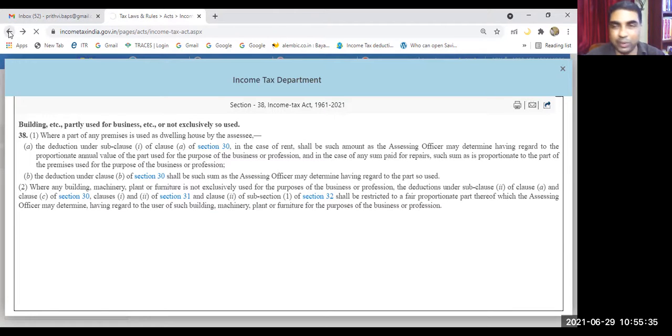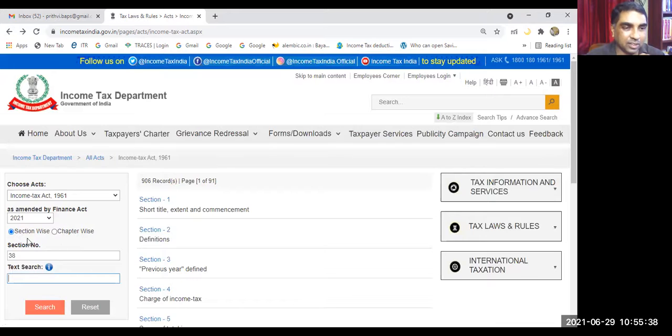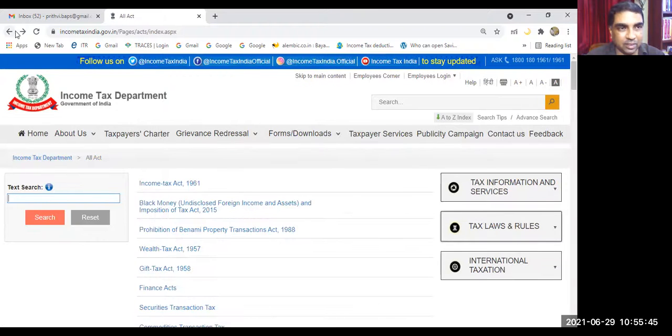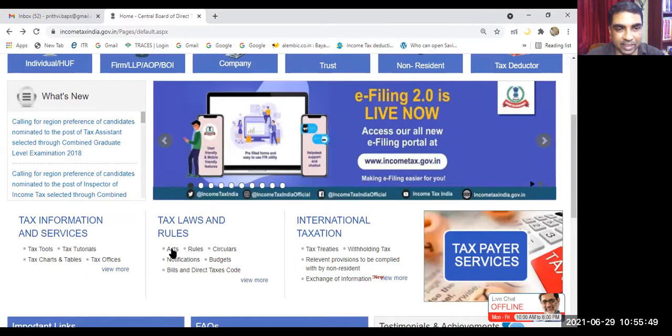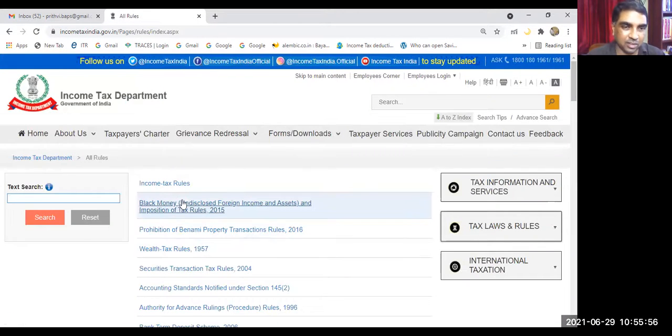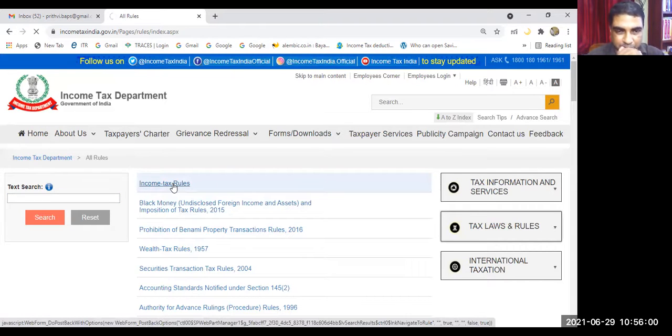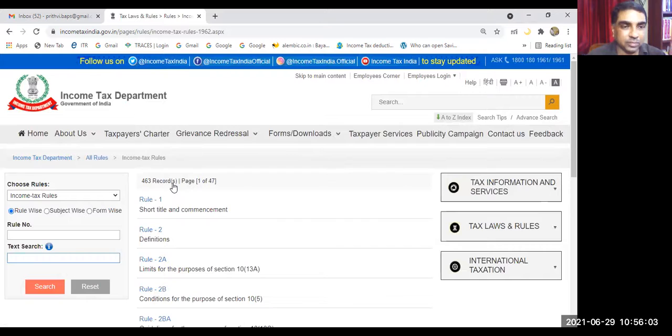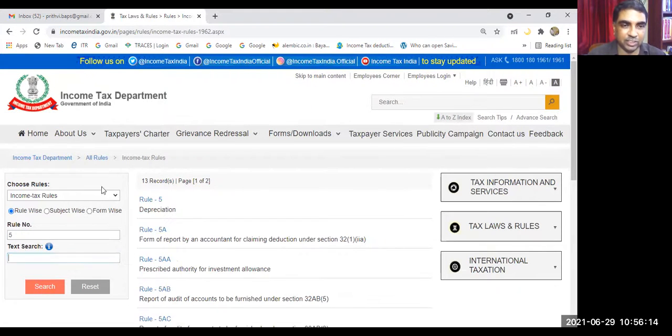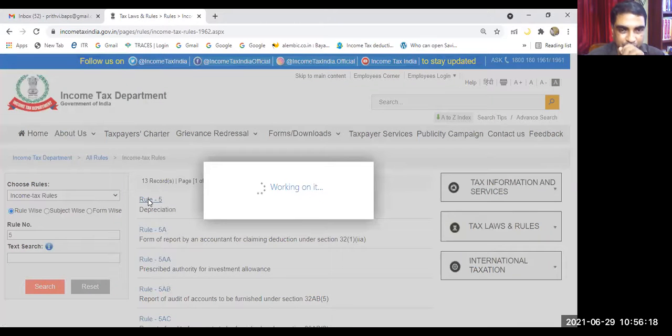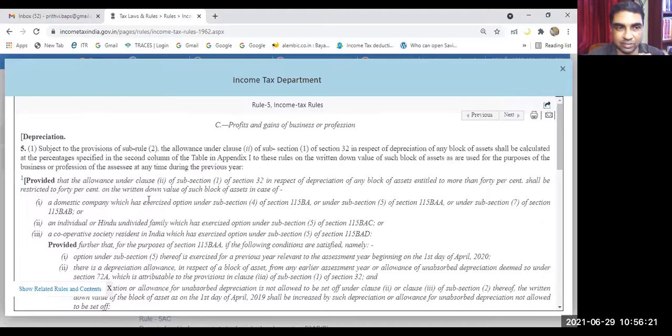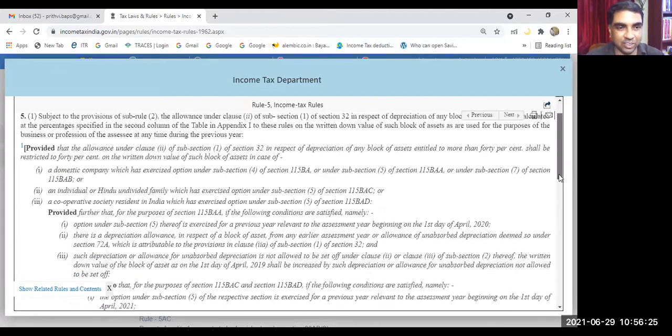Now, I would also like to show you Income Tax Rule 5. I'm not interested in the Act right now. You see, Acts and Rules are here. Let us see the Income Tax Rules. Let me take you to Rule number 5. You see, this is Rule number 5, which deals with depreciation.